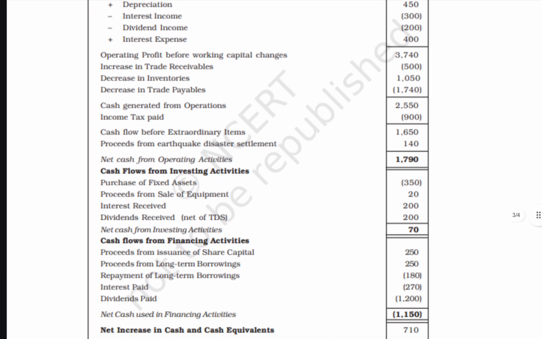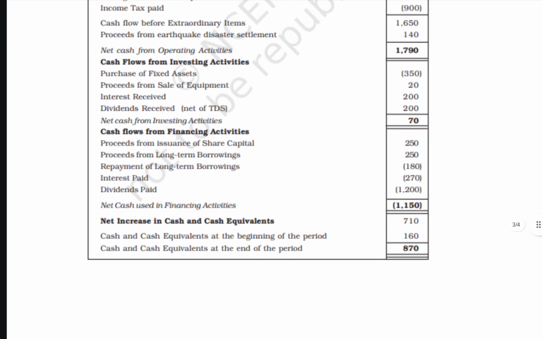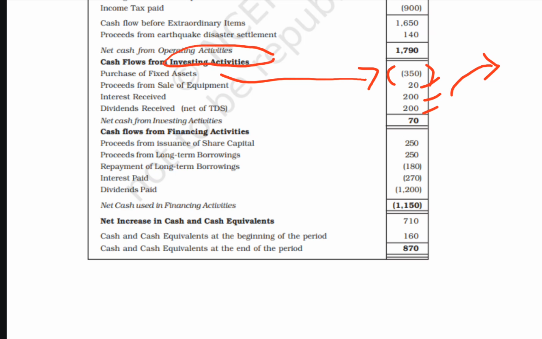Then we consider the changes in working capital. Then we get the net cash from operating activity. After that we have cash flow from investing activity. See, here the purchase of fixed assets is stated as a negative activity. Why? The amount is given as negative because the cash has flowed out of the business. All other things cause cash inflow under the head cash flow from investing activity.